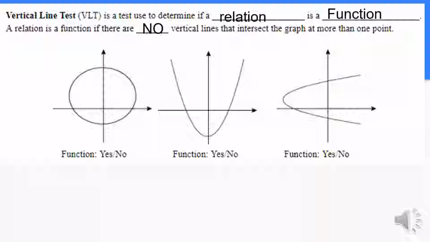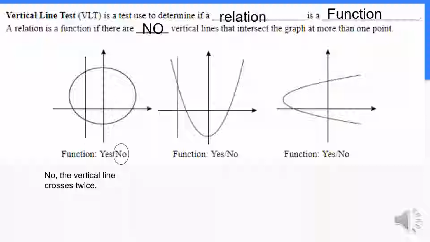If I draw a vertical line, like this one on the left, I have a vertical line at x equals -2, let's say. At -2, that graph crosses twice, which means I have 2 points that have that same x value, one in the negatives in that third quadrant and one in the positives in the second quadrant. So no, that circle is not a function.